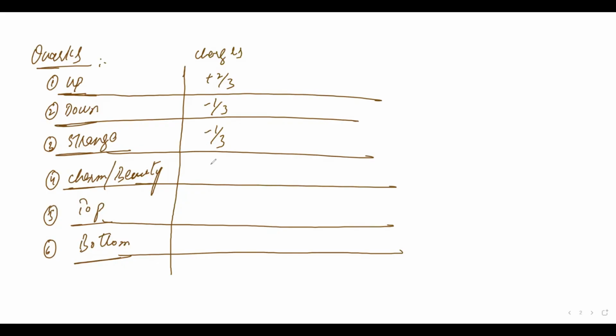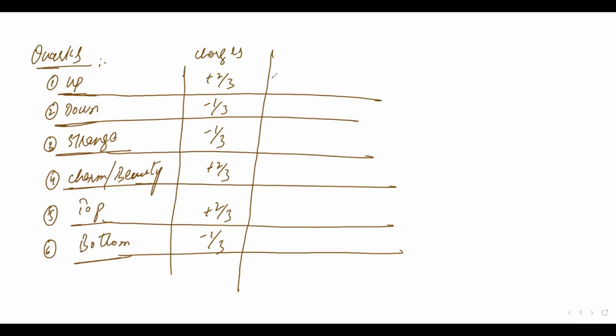Whenever you're talking about the charm quark, it has a charge of +2/3 as well. The top quark also has a charge of +2/3. And the bottom one has a charge of -1/3. Got it? Apart from that, you also need to know their symbols.